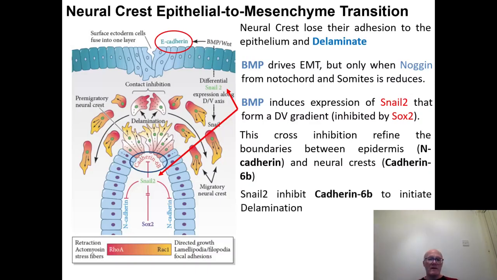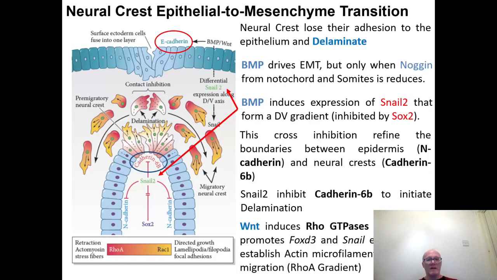Now, SNAIL2 needs to inhibit cadherin 6b, so the neural crest cells can basically remove themselves from each other. So initially they bind together because of the expression of cadherin 6b, but then SNAIL2 loses this binding so the neural crest cells can finally move around and separate themselves from the rest of the tissue.